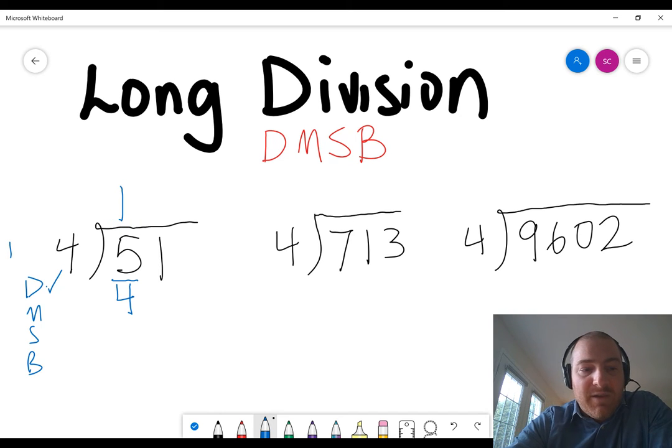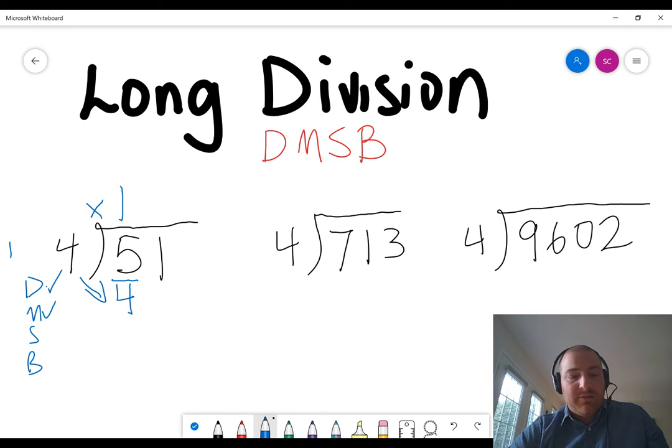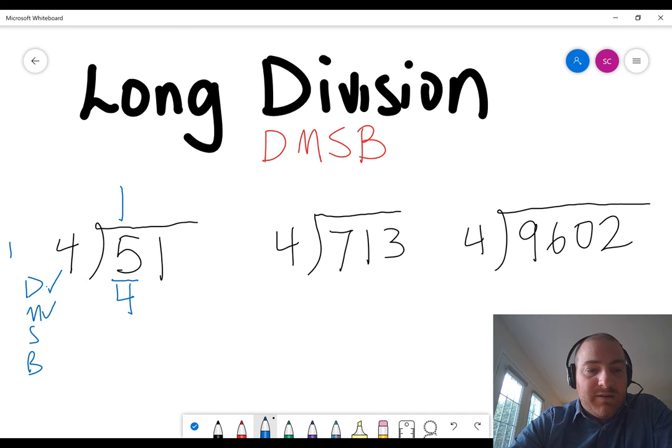That was my division step. My multiplication step is I did 1 times 4 is 4. So there's my multiplication step. Now my next step is subtraction. So I'm going to subtract 5 minus 4 is 1. Now my last step of this cycle is I'm going to bring down.